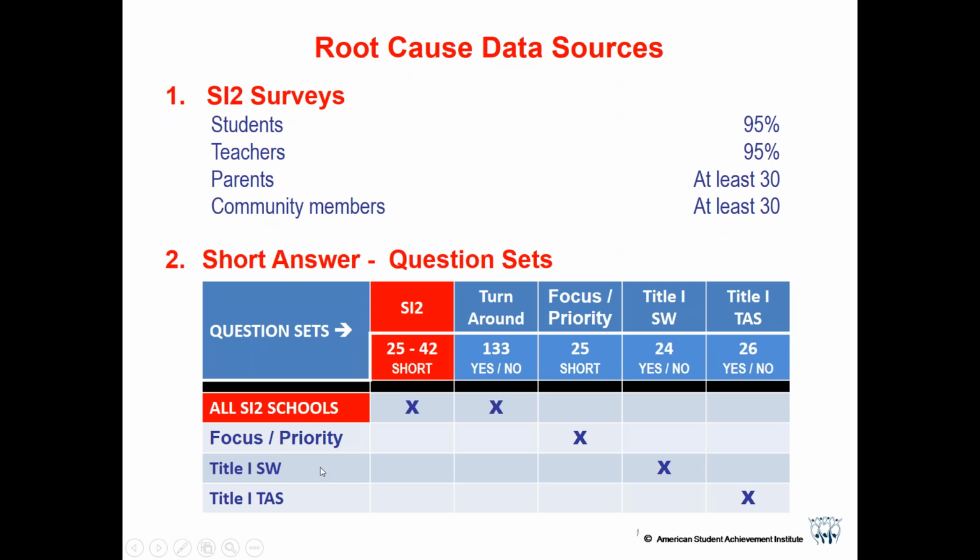Same thing with Title I school-wide. If you're school-wide, there's an additional 24 questions. These are yes/no questions that ask you if you're doing the things that Title I thinks are important for a school-wide school to do. And then same thing with Title I tasks. So if you are SI2, turnaround, and focus priority, you're going to have a chunk of questions to answer on this self-study.